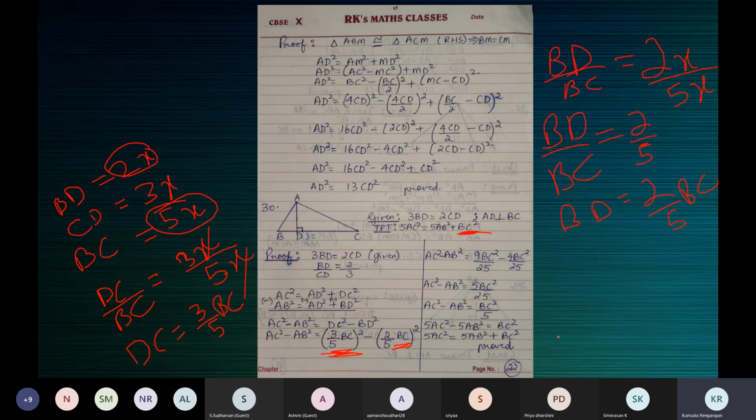All right, children. We have probability and real numbers remaining.